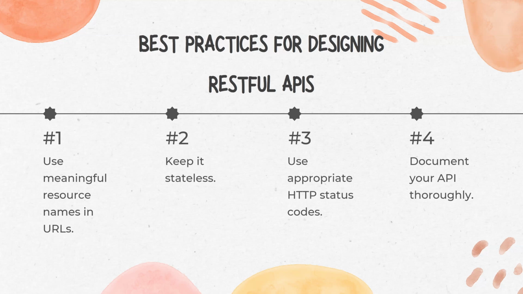Okay, the third point. Use appropriate HTTP status codes. These are super helpful for communicating success, failure, or error in your API calls. So it's very important. And the fourth point is document your API thoroughly. Good documentation is always a lifesaver for anyone who needs to use your API. So make it easy to understand for other developers.